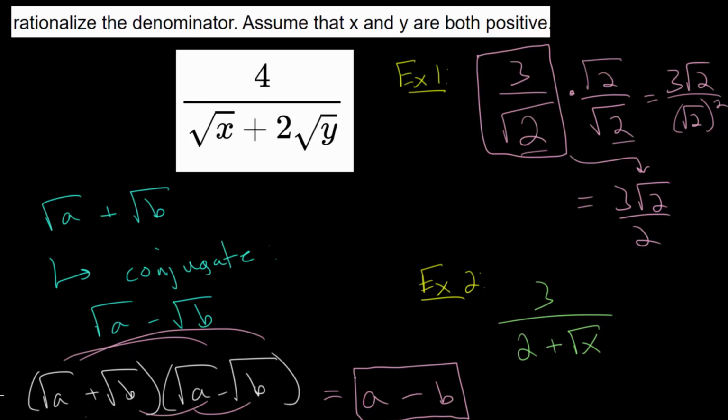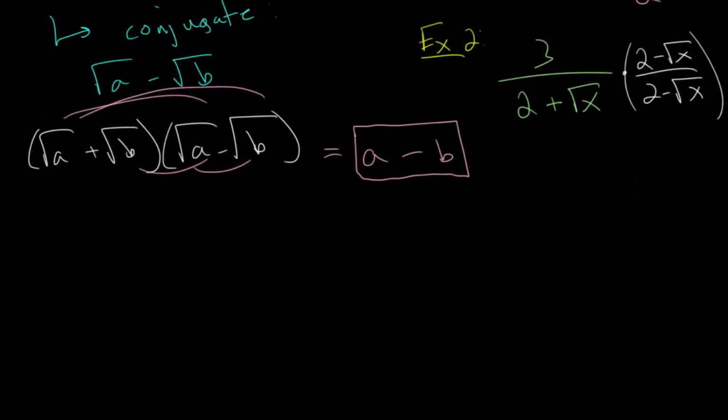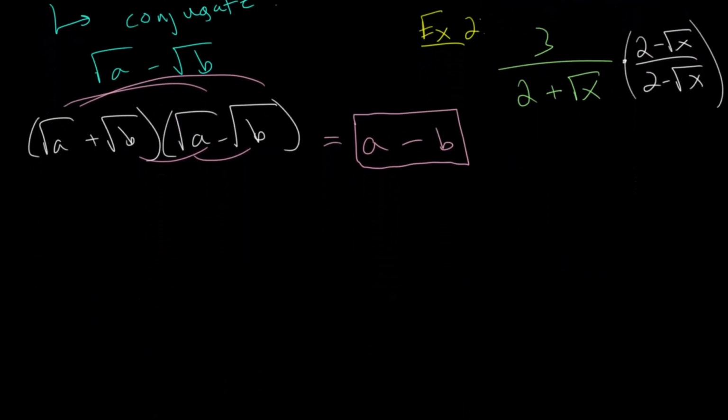So when we take this expression and we multiply the top and bottom by the conjugate, you just flip that middle sign. So we multiply top and bottom by 2 minus root x. Notice that this expression here would simplify to 1 since we have something divided by itself. So we're not actually changing the value of this. We're just rewriting it so that we don't have radicals in the denominator.